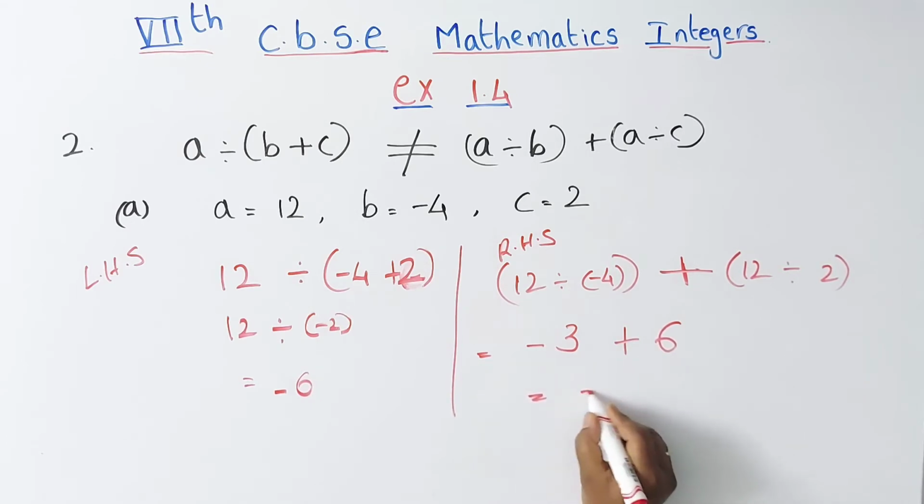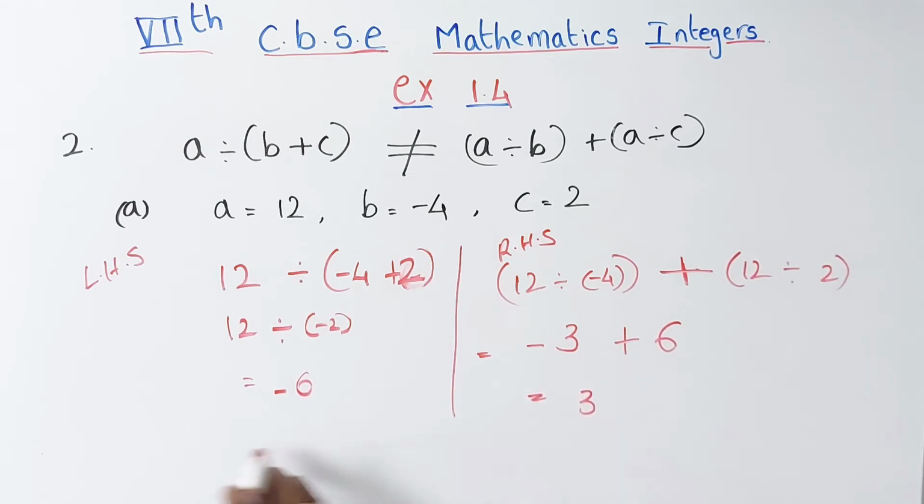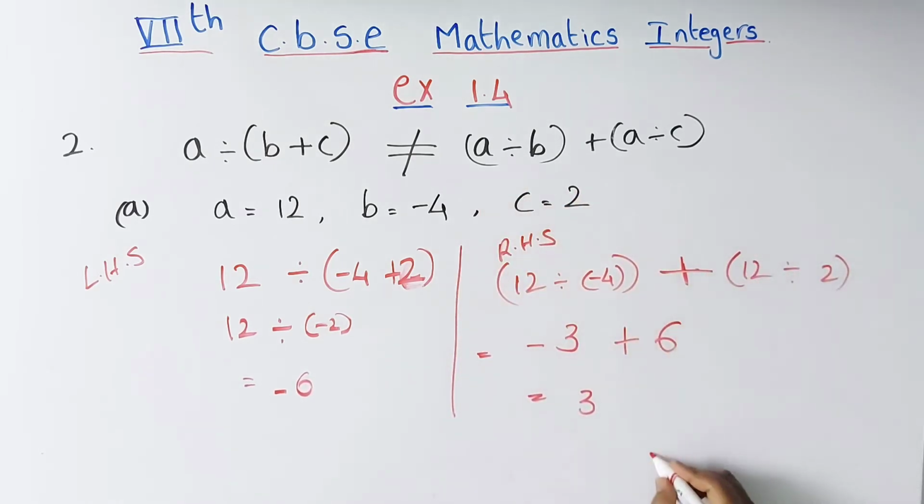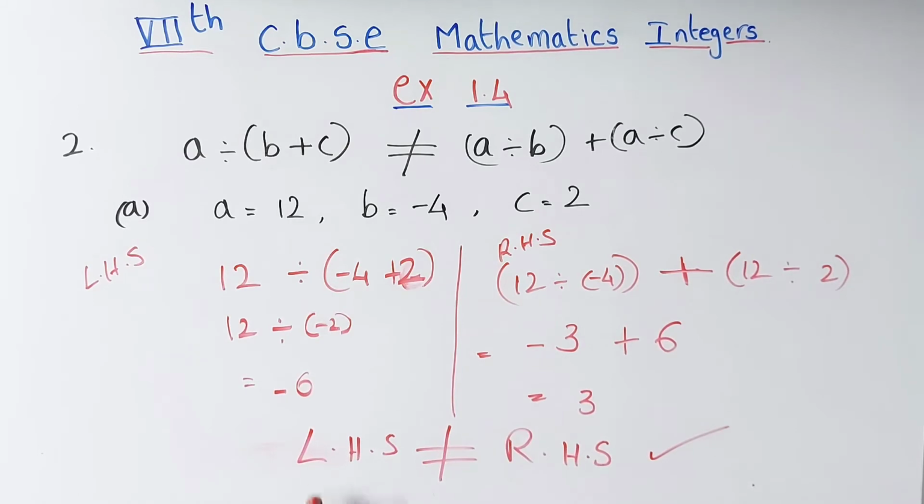It is 3, children. So here LHS is equal to minus 6 and RHS is equal to 3. It is not equal to A divided by B plus A divided by C. It is verified, children. LHS is not equal to RHS.